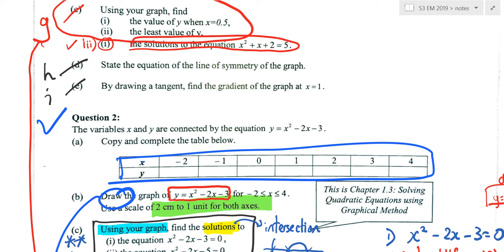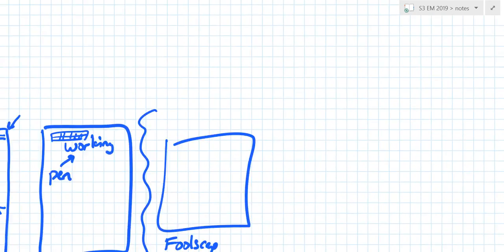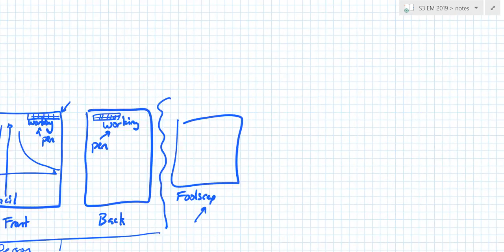H. State the line of symmetry of the graph. No or don't know? No. So you look at where is the mirror line. I. Drawing a tangent, find the gradient. So let's start. Where are you?